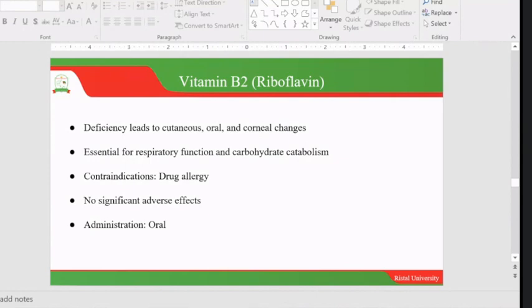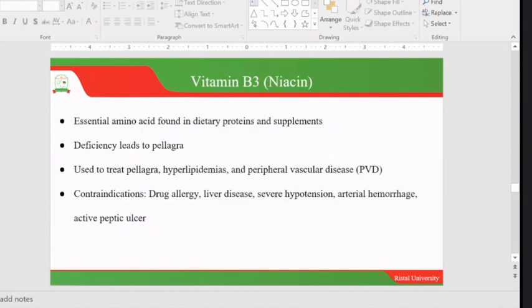If you look also at the metabolic pathways, from glycolysis to the Krebs cycle, you will see that all these play crucial roles, and also they protect cells from damage from free radicals. When we talk of the foods that are indicated here, we're looking at lean meats, we're looking at nuts, and so on. Contraindications, we're looking at drug allergies, and there are no significant side effects, and the administration of riboflavin is really oral.